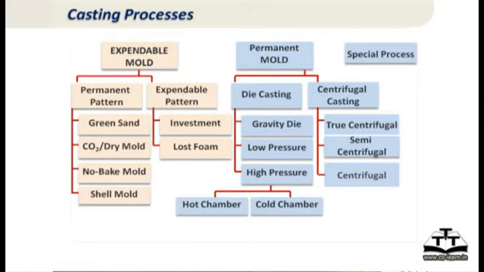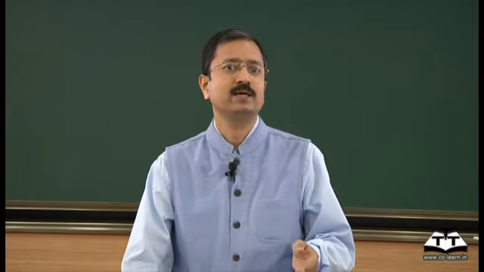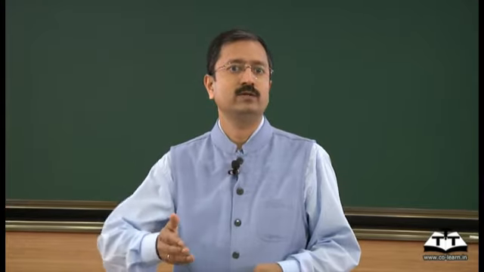Now on the permanent mold side, which is the metal mold side, the major process is die casting. Within die casting, depending on the pressure involved in flow, you may have either gravity die casting where metal flows under gravity, or low pressure or high pressure die casting. Within high pressure we again talk about hot chamber and cold chamber. Hot chamber is where the metal is melted near the die itself, and in cold chamber you melt the metal separately and pour it into the die.